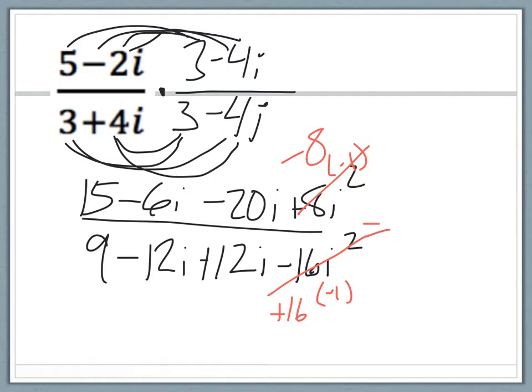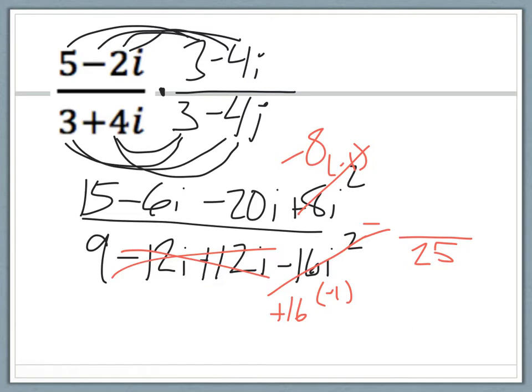Now let's clean this up. Let's do the bottom first. I have 9 plus 16, which is going to give me 25. And if you notice, -12i plus 12i, those just cancel out. So I'm left with just 25 on the bottom. That's exactly what we wanted to happen. That's why we multiplied by the conjugate, to get rid of the imaginary numbers at the bottom of the fraction.